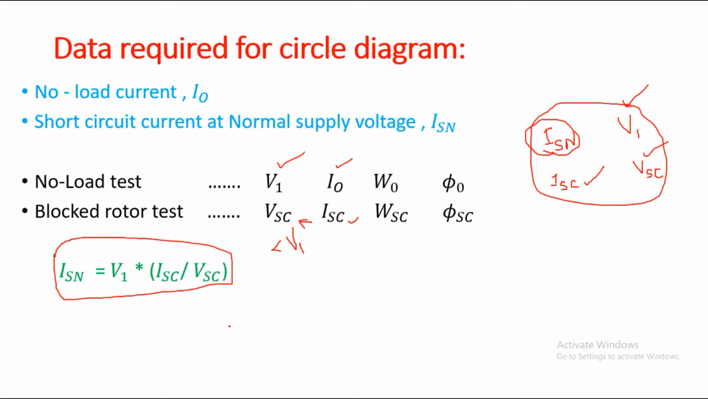So the actual data required for drawing the circle diagram is I0 and ISN. ISN is not at all possible to measure in practice. It is possible only by some approximation, which we can do after performing the blocked rotor test. It means by taking the ratio between these four parameters, we are able to get this ISN. So this is the data required for the circle diagram.